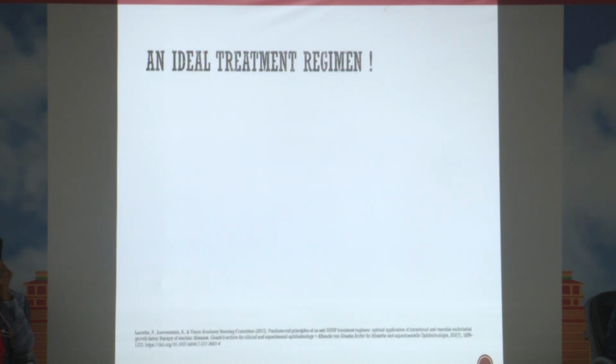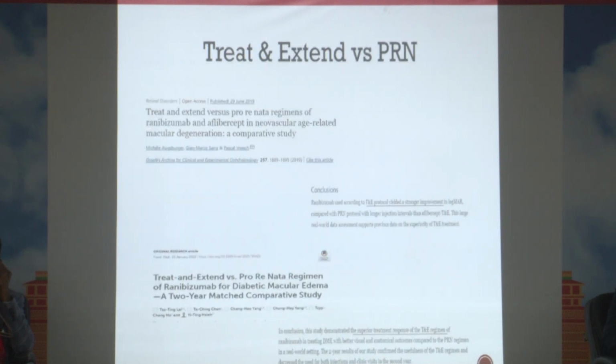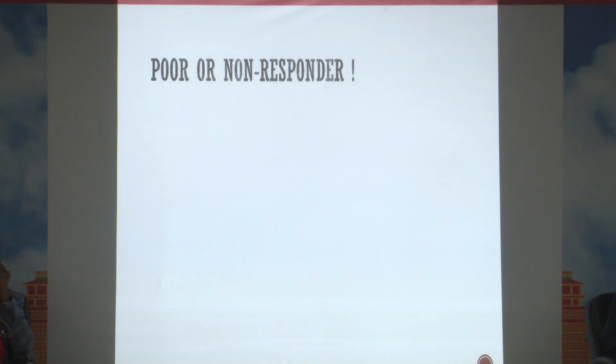So then what is an ideal treatment regimen? Maximize and maintain visual acuity benefits. Decide when to treat next rather than whether to treat now. We should have a proper roadmap in our mind of how to treat, and titrate the treatment to match the patient's needs. Considering all these factors, treat and extend versus PRN: treat and extend definitely has the upper hand over PRN. But in a scenario like India, where we have a very high patient load, it may be difficult to go for a treat and extend protocol, so most of the times we go for a PRN protocol.